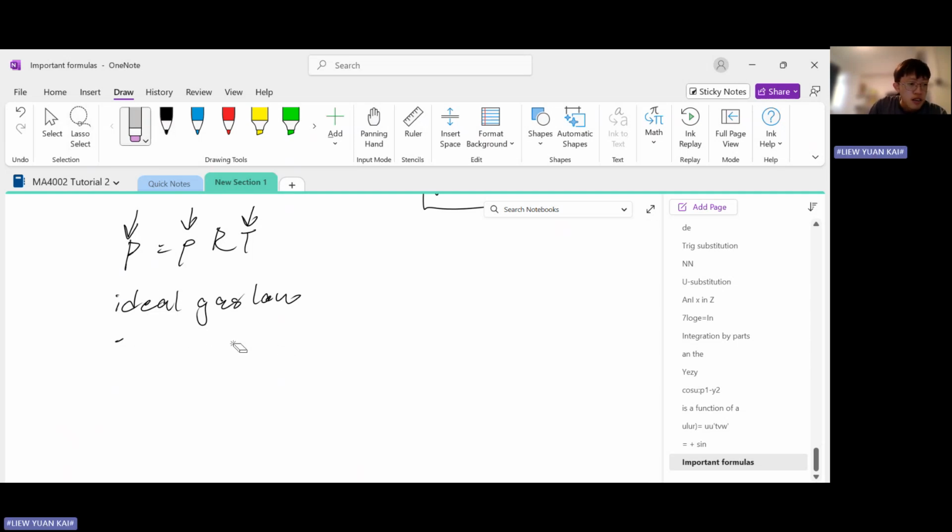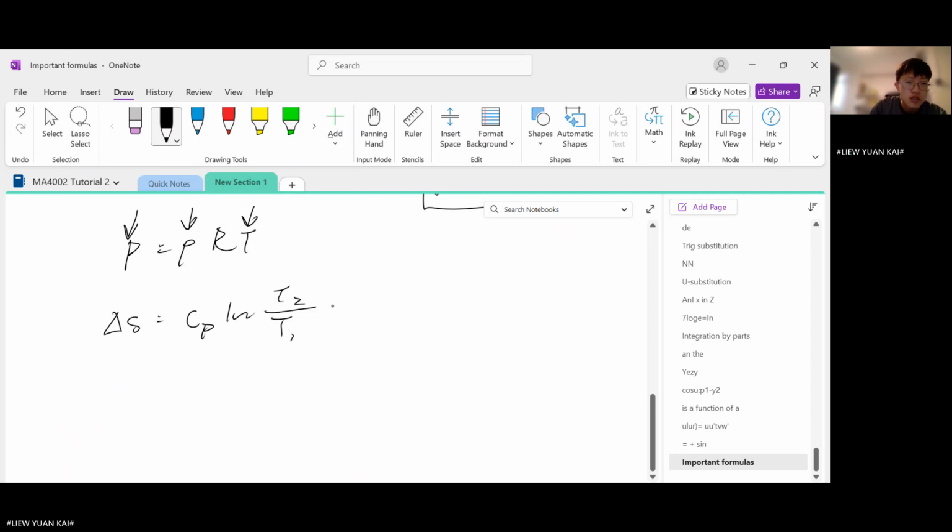The next formula that you should know is the entropy formula. There are a couple of versions of this entropy formula. Some of them are expressed in terms of density, some in terms of velocity, but I think the most commonly used is in terms of temperature and pressure.